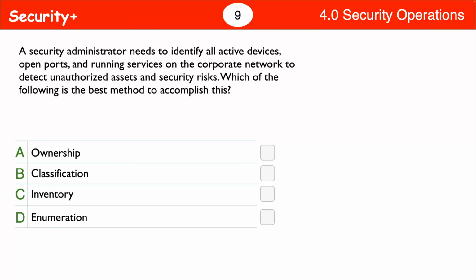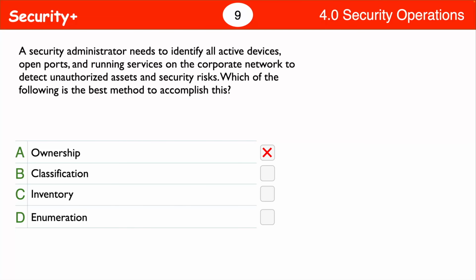All right, so let's take a look at the key phrases. I would say that for this one, there are two of them. The first one is identify all active devices, open ports, and running services. And the second one is detect unauthorized assets and security risks. Okay, so now let's go through the process of elimination. We can start by eliminating A, ownership. That refers to assigning responsibility for assets, but not actively discovering them, right? As the scenario here is wanting you to do.